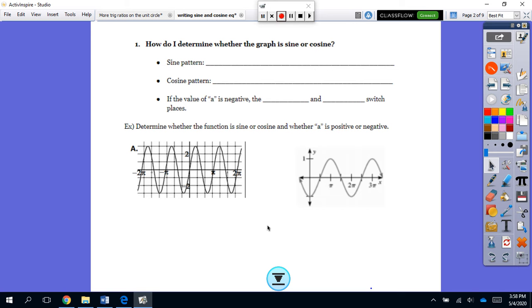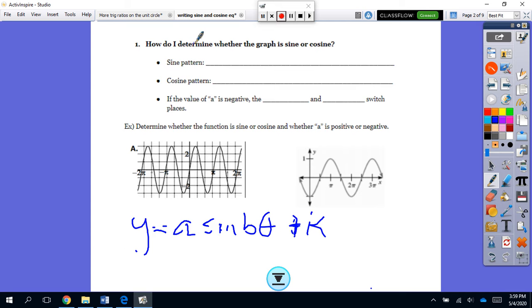So remember that a sine or cosine function in general is y equals some number a, we'll go with sine, b theta, sometimes theta is x, plus some number k. K could be positive or negative. So that's the general equation. So what do we need to know? What does the graph need to tell us in order to write these functions?